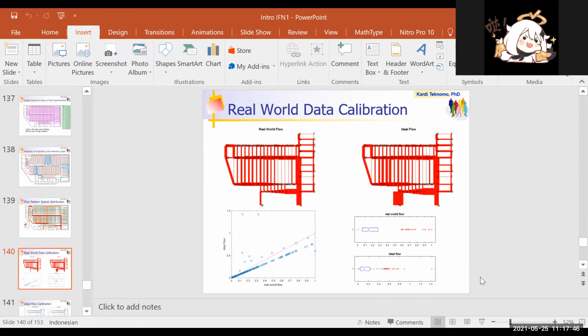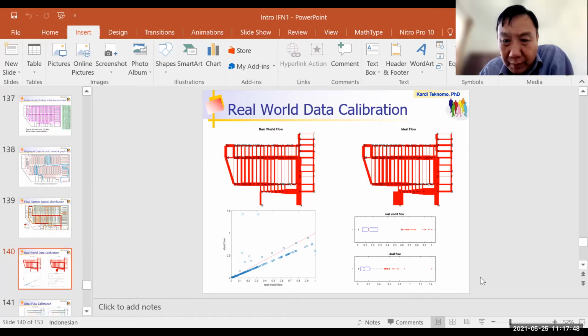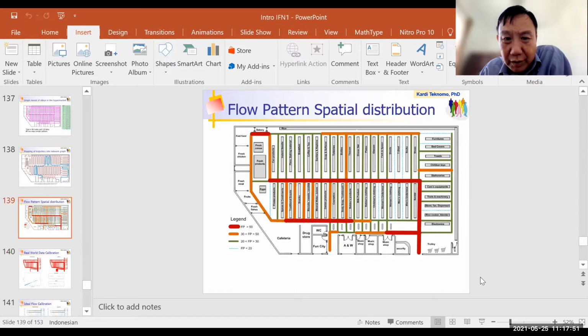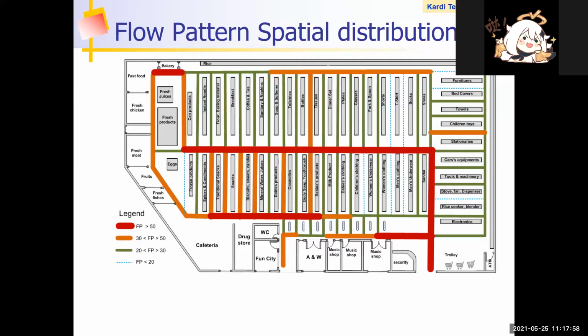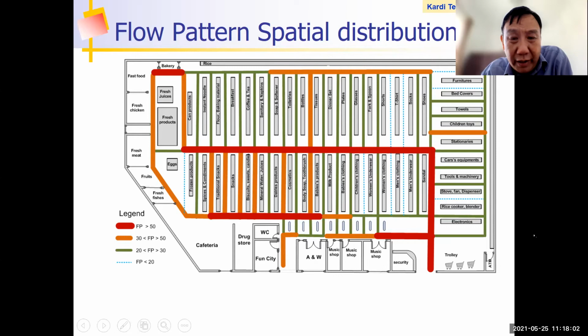Wait, so what's the goal here? Oh, the goal is actually to see this. This is the flow pattern. So this is like business intelligence. You want to know where the customers are going, and what things they want to buy and don't want to buy. You see in here that there are very few people buying furniture and bed covers, and most people are buying bakery, right?